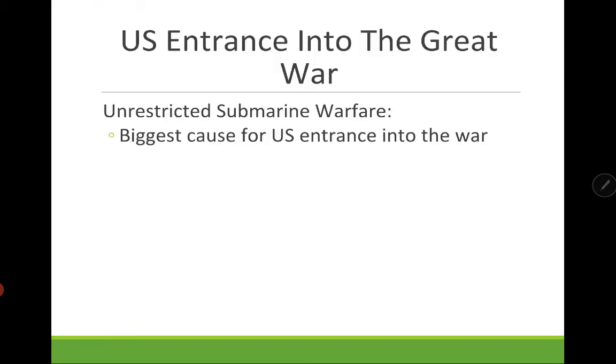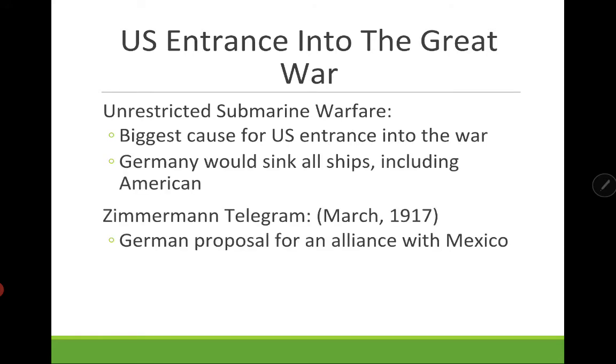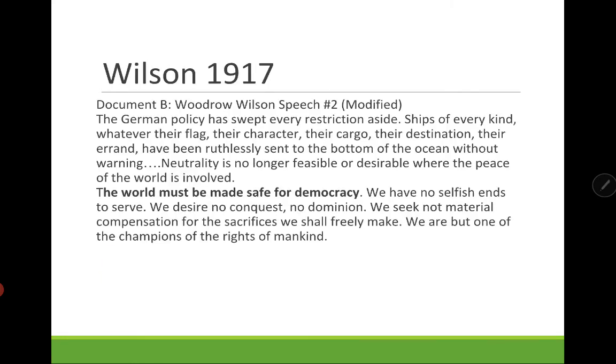So this unrestricted submarine warfare is the biggest cause for U.S. entry. But the second one is going to be what's called the Zimmermann telegram. The Germans sent a telegram to Mexico, and they essentially told Mexico that if the United States declares war on Germany, and Mexico joined the side of Germany, and then Mexico attacked on the southern border, they would return all the land that we had just received in the Spanish-American War.